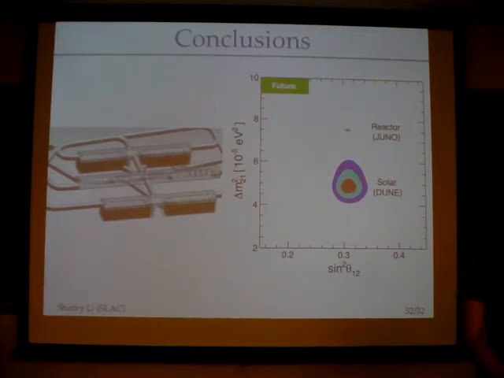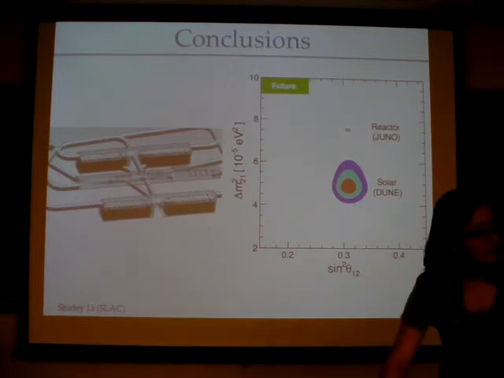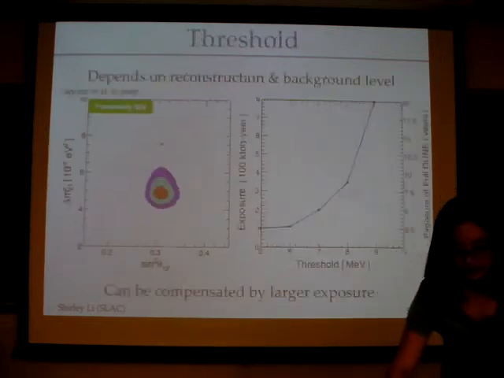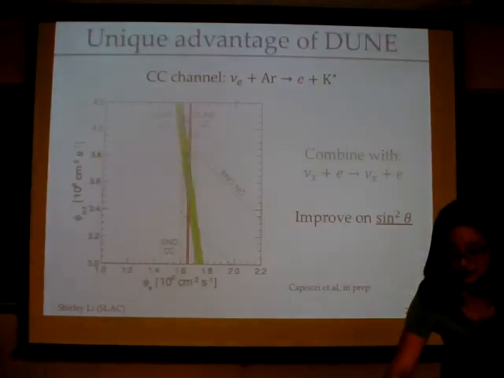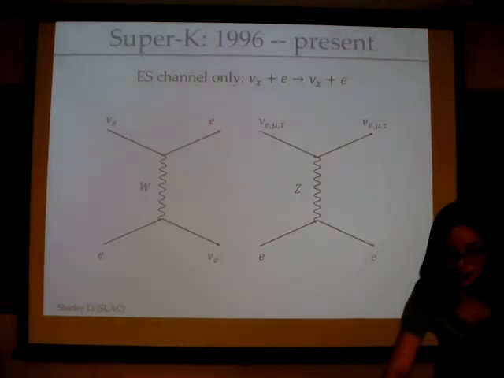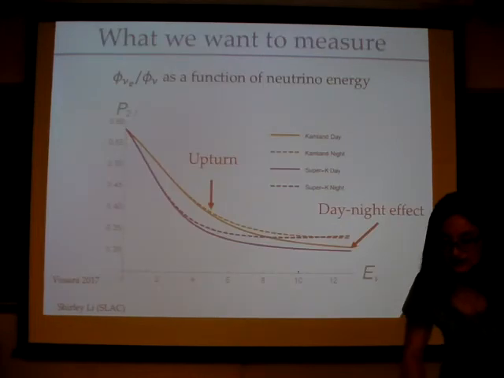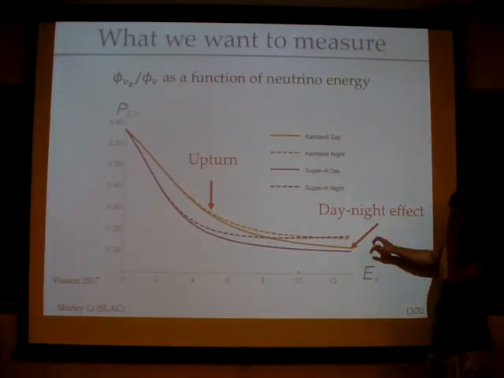Earlier in the day-night plot, you showed the difference. Why is there a day-night difference for Kamland? I thought it's not solar. It's measuring the reactor neutrino. That's an excellent point, and I should have made that clear.